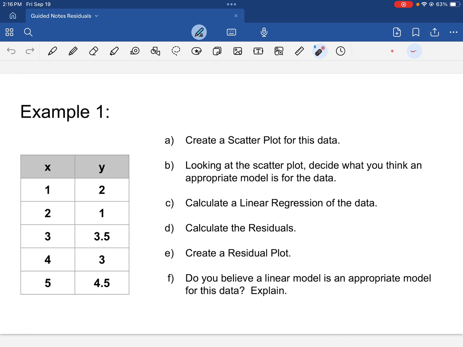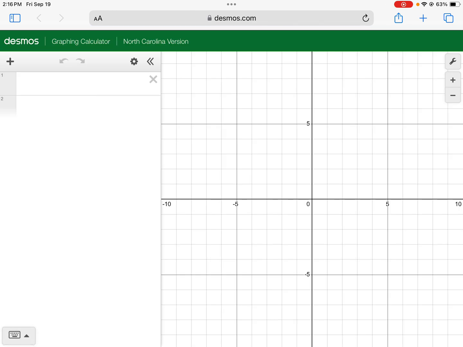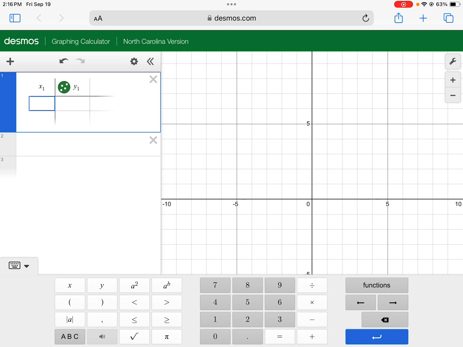Right, so we've got a couple of examples here where we're going to be able to look at some of these residual plots and then how we can calculate them. I'm going to show you, and this is going to be something that we're going to do in Desmos again, just like we've been doing all of our stuff with regression. So I'm going to start out by putting this data into Desmos. All right, so I'm going to start by creating myself a table, and I'm going to type those values in.